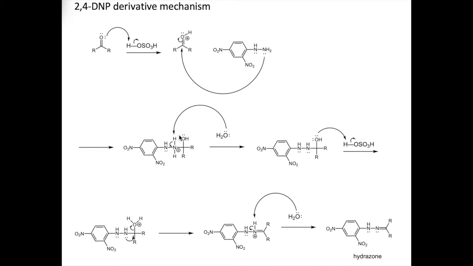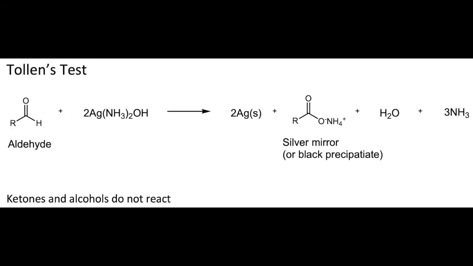So you get this product, and the water molecule attacks that proton to get this product, and the hydroxyl group now grabs a proton to become a leaving group. That group leaves, and this proton becomes deprotonated to form our hydrazone product. The next test we will be taking a look at is Tollens' test.